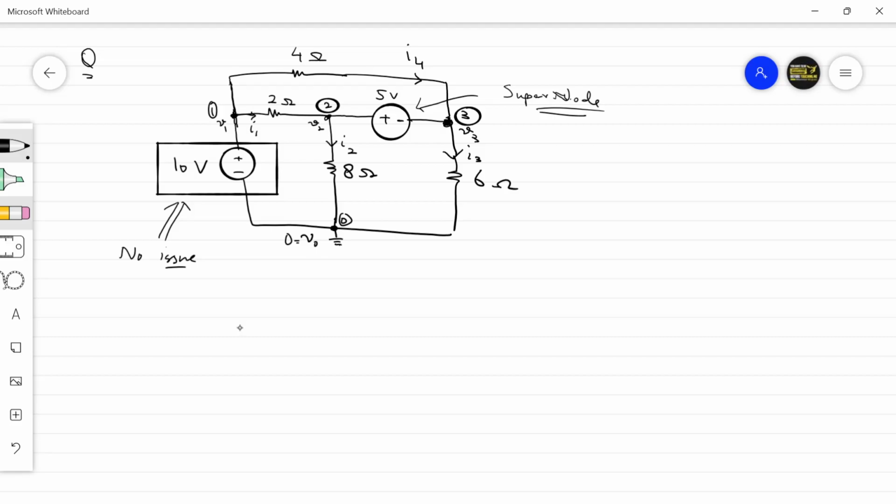So in this case the current at node 2 is I1 minus I2. That means the same current is also present at node 3, which is I4 minus I3. First, redraw the diagram.